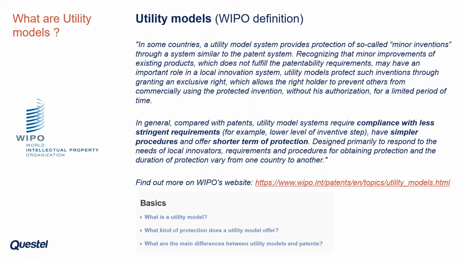In general, compared with patents, utility model systems require compliance with less stringent requirements. For example, lower level of inventive step, have simpler procedures, and offer shorter time of protection, usually between 7 and 10 years. Designed primarily to respond to the needs of local innovators, requirements and procedures for obtaining protection and the duration of protection vary from one country to another. You can, of course, find out more on WIPO's website.